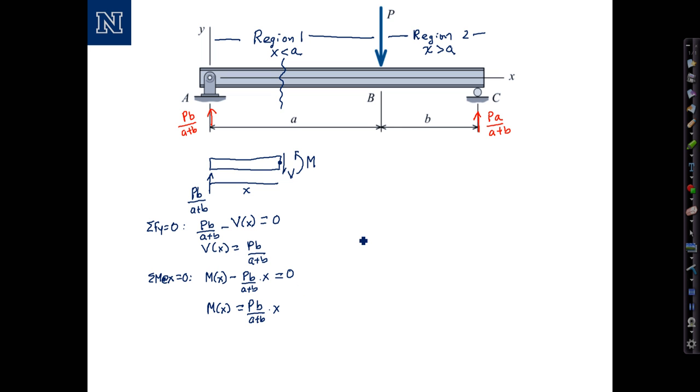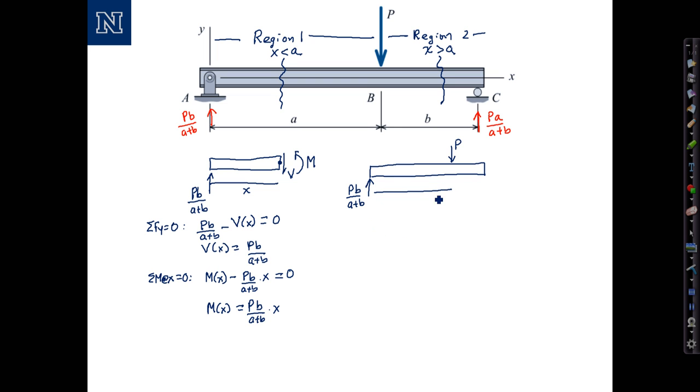And I'm going to move on to region 2 and do the exact same thing to find shear and moment functions for region 2. Make a cut somewhere to the right of the concentrated force. Draw a free body diagram of the entire beam to the left of that cut. Add in all the support reactions and loads that are to the left of the cut. So we have the support reaction at A. We have the concentrated force P, and this is where I'm going to label my distances.